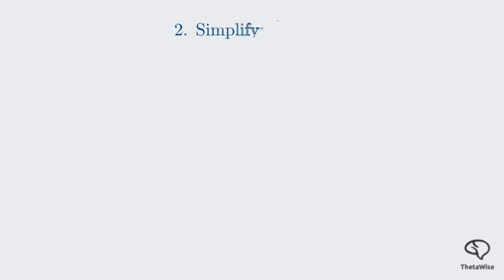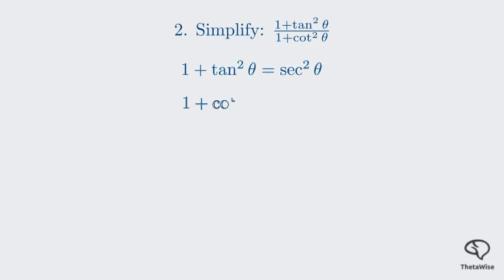Let's look at the second question, simplifying a fraction. Hopefully, those expressions in the parentheses look familiar. They're both Pythagorean identities. The numerator, 1 plus tan squared, simplifies directly to secant squared. The denominator, 1 plus cot squared, simplifies to cosecant squared. So our fraction becomes secant squared over cosecant squared.